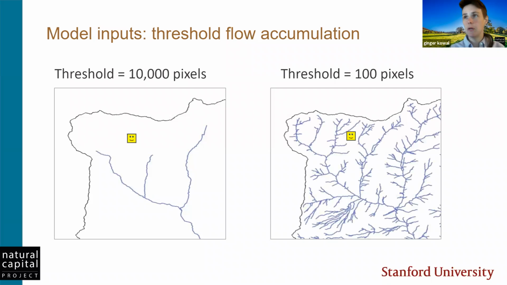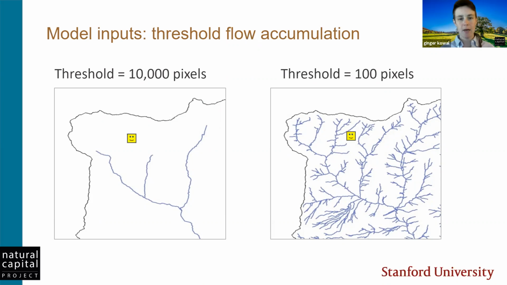Compare that to a stream network generated with a very small threshold flow accumulation. In this case, your stream network is very fine, and it's a shorter distance from each pixel to its nearest stream. So this means the landscape has less chance to retain sediment. This is a totally non-physical number. It's related to the resolution of your digital elevation model because it's expressed in the number of pixels. And it's also related to the aridity or the actual look of your stream network.